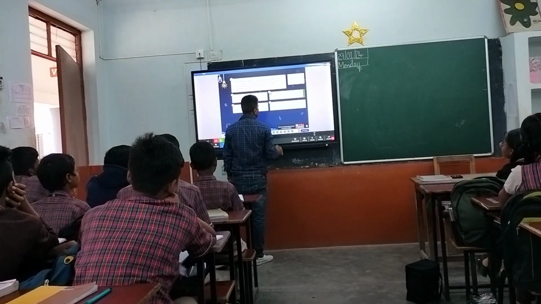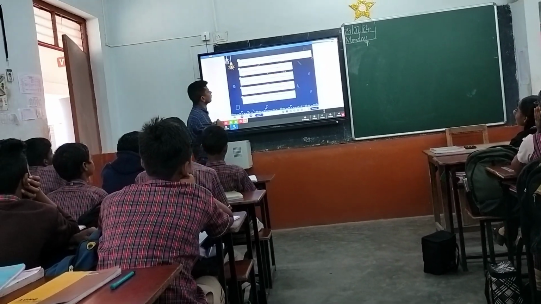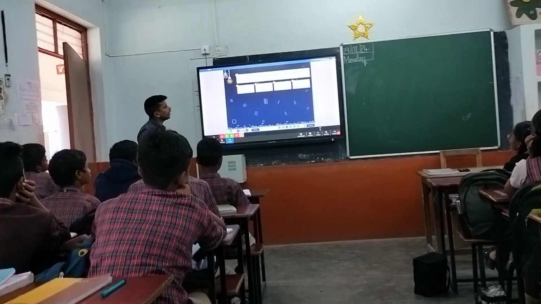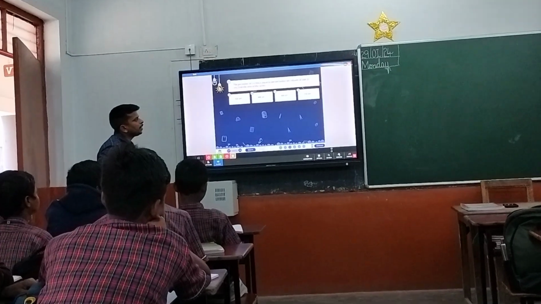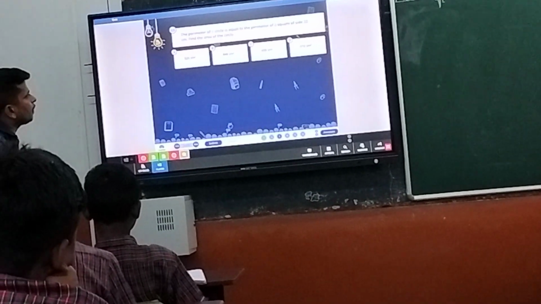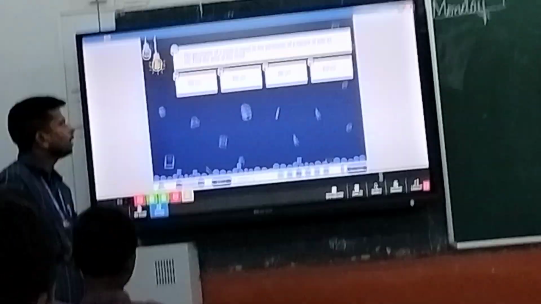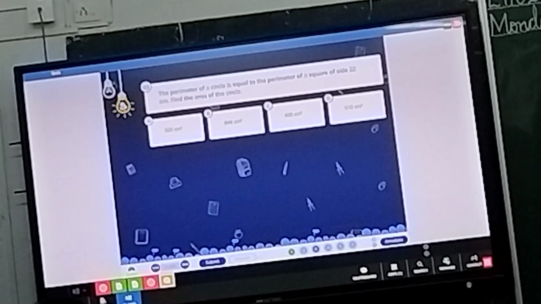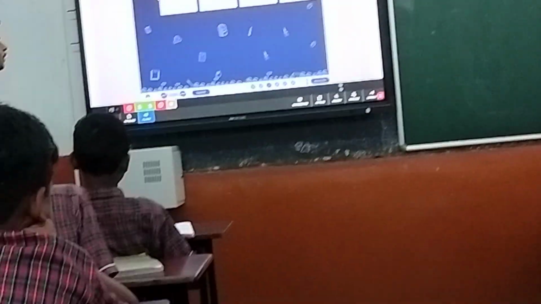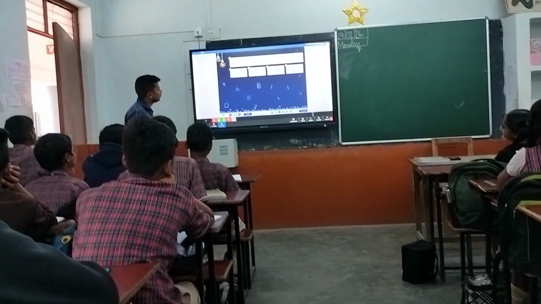Now we will move to the next question. Okay, leave this, next one. The perimeter of a circle is equal to the perimeter of a square of side 22 centimeter. Find the area of the circle.